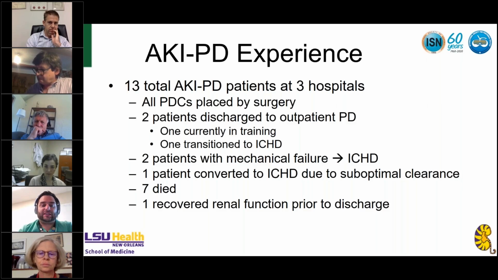This patient, despite using pretty high volumes of 2.5 liter exchanges, rapid volumes, we still couldn't get the BUN much below 90. And with the critical care team, we decided to switch the patient to intermittent hemo. We've had 7 who've passed away, and we've had 1 patient who actually recovered renal function prior to discharge. So we've had a lot of learnings from this experience thus far.